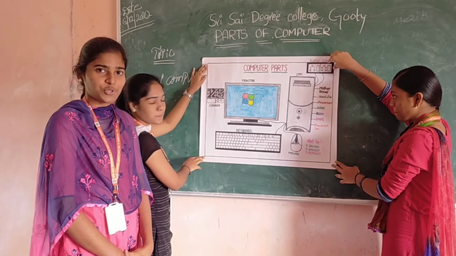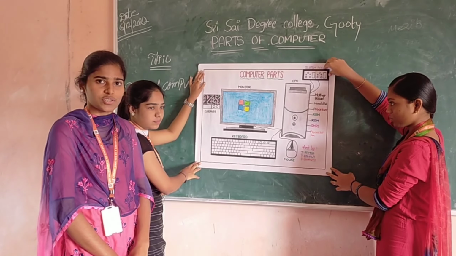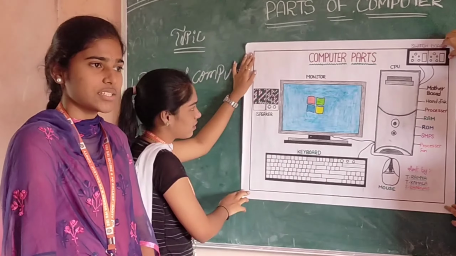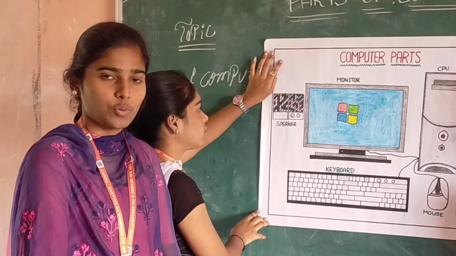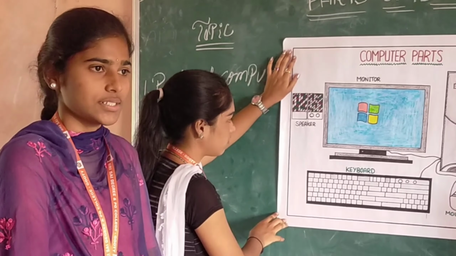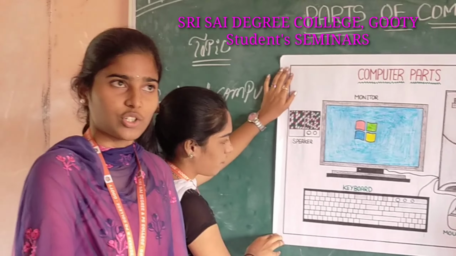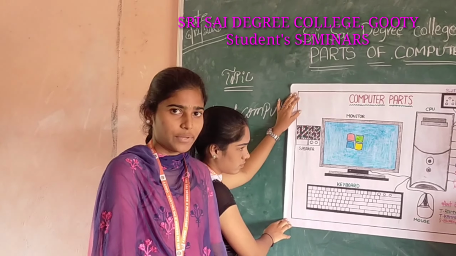The main part of a computer is the CPU. CPU means Central Processing Unit. The CPU has many parts like the motherboard, hard disk, RAM, ROM, processor and SMPS. These are called the CPU. Without these parts, we call it a cabinet.